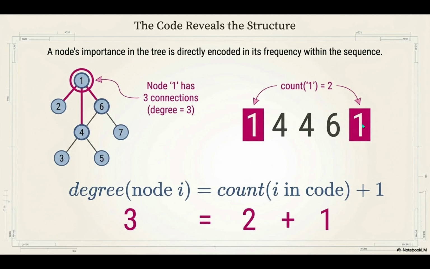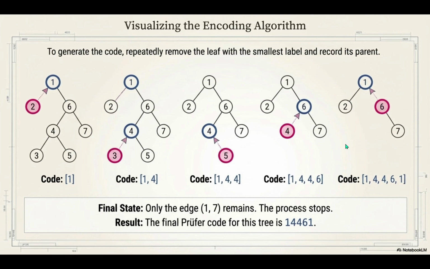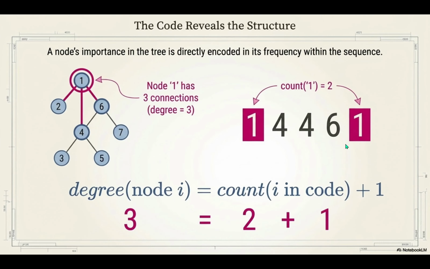Okay, let's test that. The code was 14461. So node 1 shows up twice, so its degree is 2 plus 1, it's 3. Node 4 also appears twice, so it also has a degree of 3. And node 6 appears once, so its degree is 2. And what about a node that's not in the code, like node 2 or 3? Well, it appears 0 times, so its degree is 0 plus 1. They must be the leaf nodes. Exactly. You get instant structural insight.